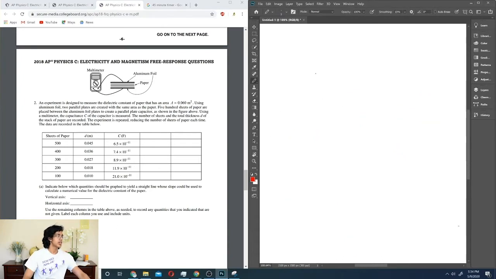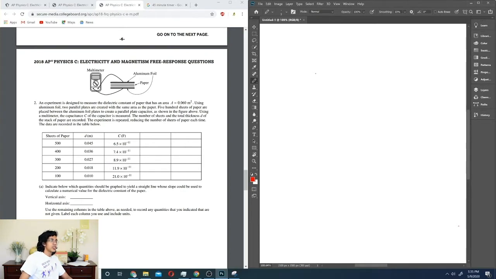Okay, an experiment designed to measure the dielectric constant of paper has an area of 0.060 meters squared. Using an aluminum foil, the two parallel plates are created with the same area of the paper. 500 sheets of paper are placed between the aluminum foil plates to create a parallel plate capacitor as shown. Okay, using a multimeter, the capacitance of the capacitor is measured. The number of sheets and the total thickness D of it, okay. And you reduce the number of sheets of paper each time. Indicate below which of the quantities should be graphed to yield a straight line whose slope could be used to calculate the numerical value of the dielectric constant of the paper.